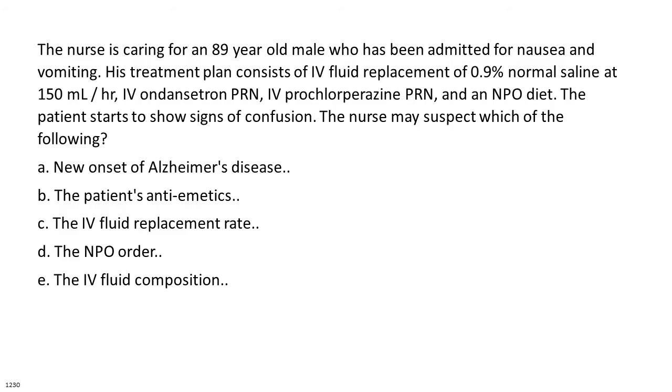The nurse is caring for an 89-year-old male who has been admitted for nausea and vomiting. His treatment plan consists of IV fluid replacement of 0.9% normal saline at 150 mL per hour, IV ondansetron PRN, IV prochlorperazine PRN, and an NPO diet. The patient starts to show signs of confusion. The nurse may suspect which of the following? A. New onset of Alzheimer's disease. B. The patient's antiemetics. C. The IV fluid replacement rate. D. The NPO order. E. The IV fluid composition.